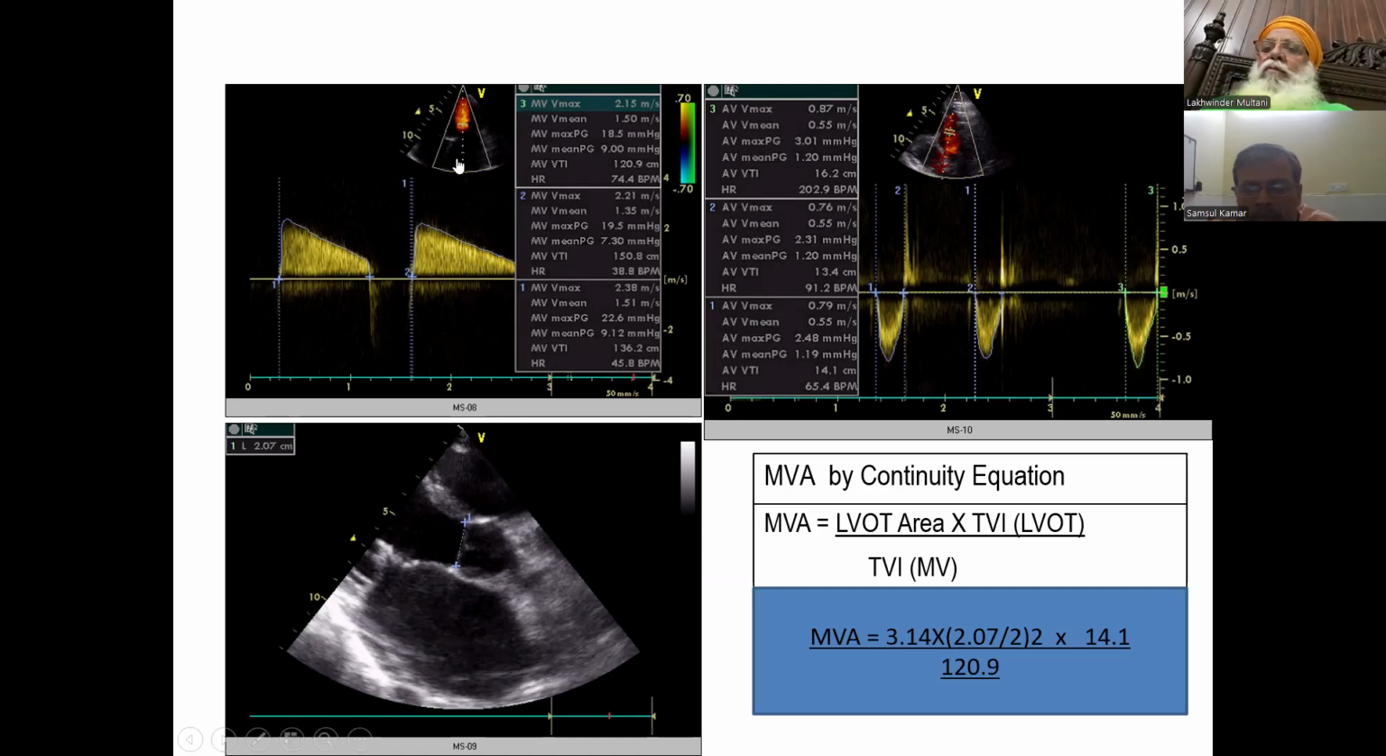We look at LVOT VTI, we look at LVOT area. Then we divide that LVOT stroke volume, this particular equation, by aortic valve VTI to get aortic valve area. And this aortic valve VTI, or mitral valve VTI, is obtained by continuous Doppler. Remember, this in your picture is continuous wave Doppler.